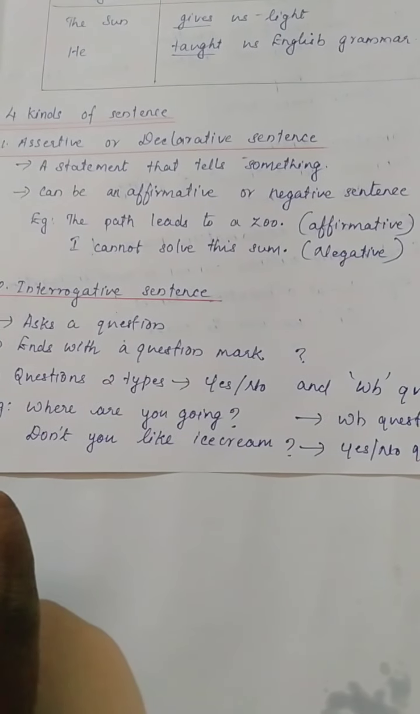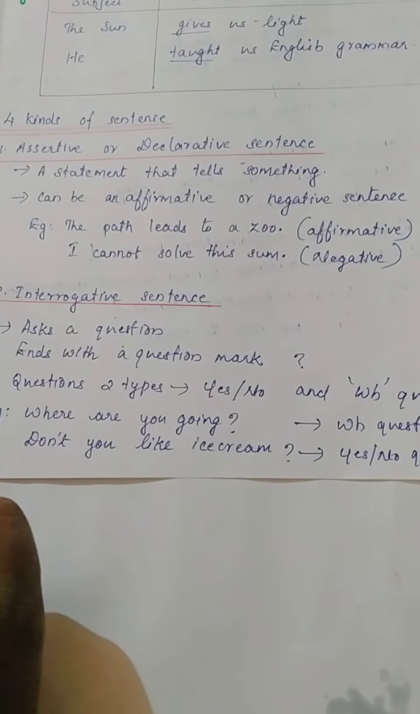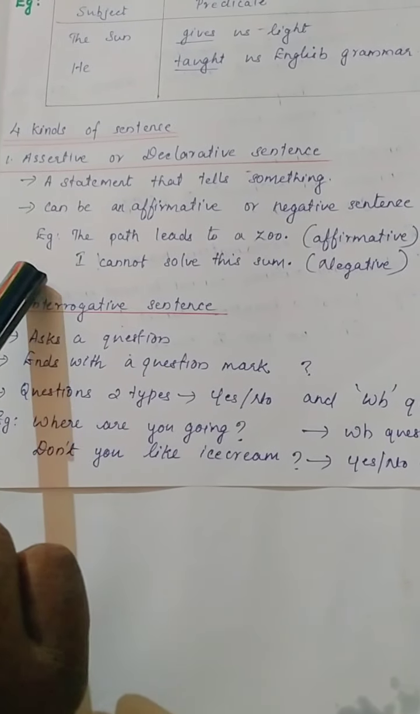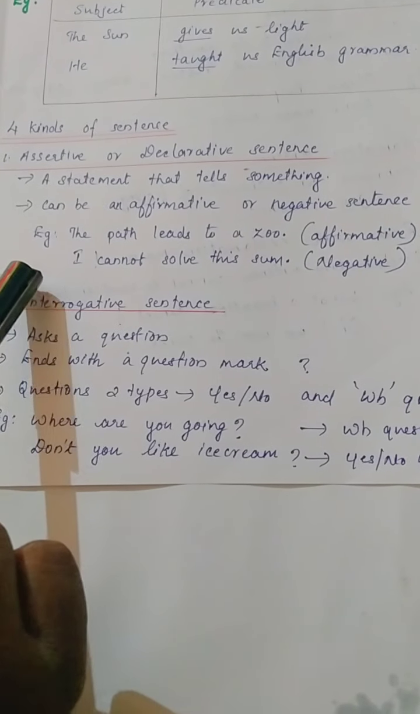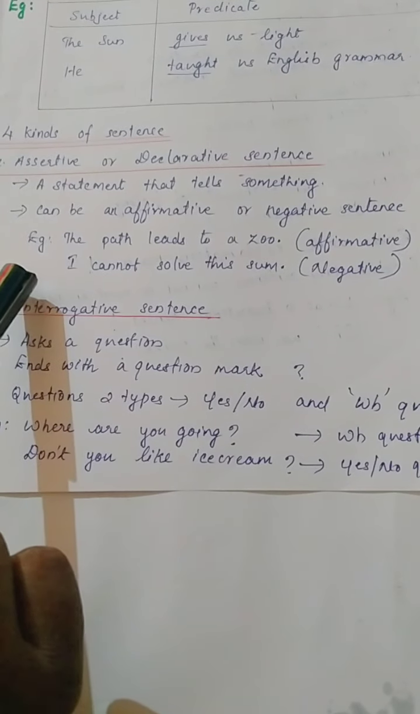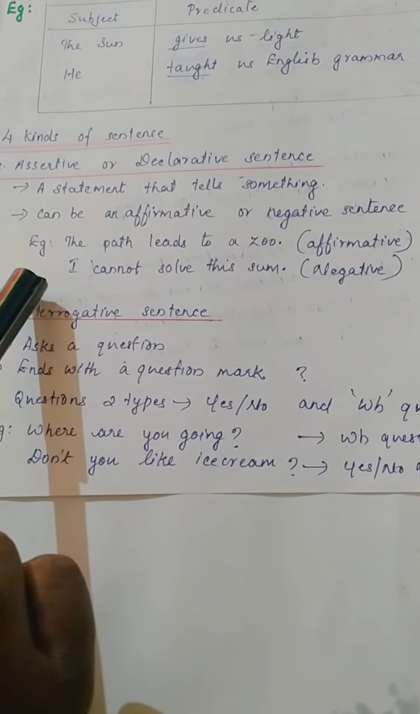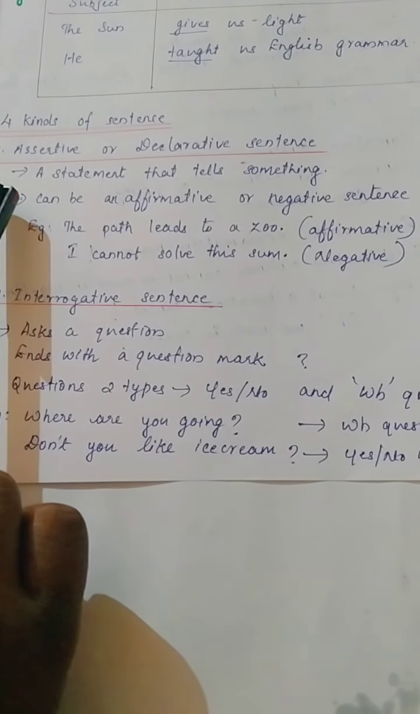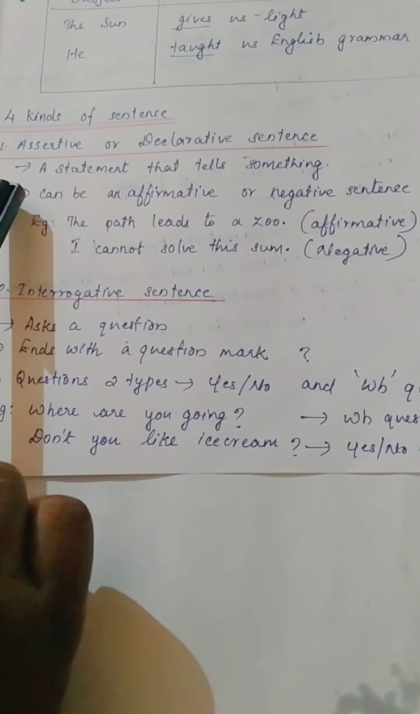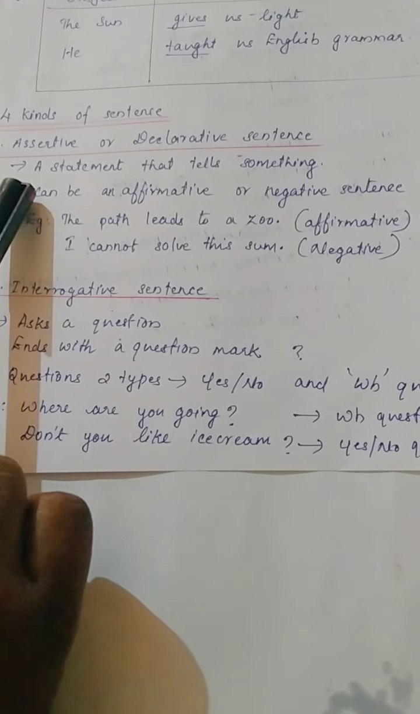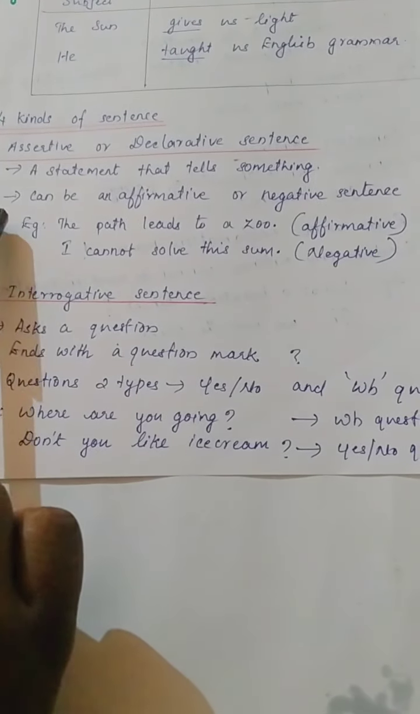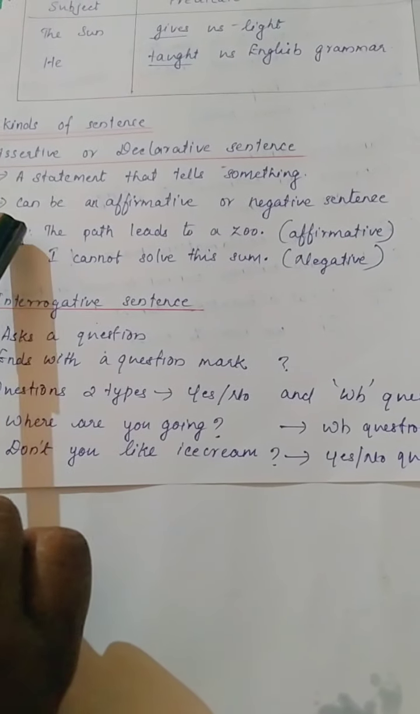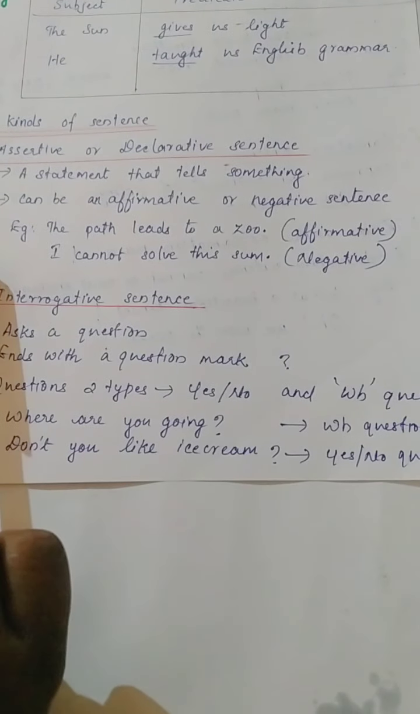Affirmative sentence means positive sentence. Negative sentence means the negation will be there in that sentence. Negation words mean not, never, those kinds of words. That is a negative sentence. So, assertive or declarative sentence. Declarative sentence means it is declaring something. So it is a statement that tells something and it can be an affirmative or negative sentence.